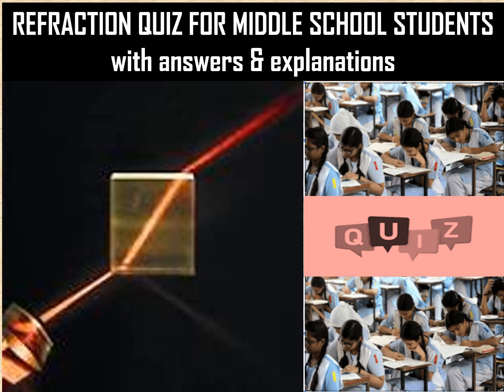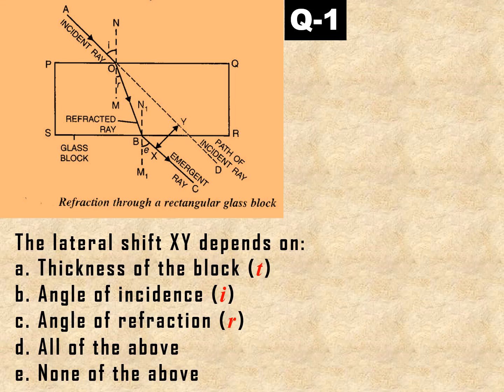Take a sheet of paper and a pencil and write brief answers or select the option for each question. At the end, we will give the answer and the explanation. So, let's go. Here is question number 1.